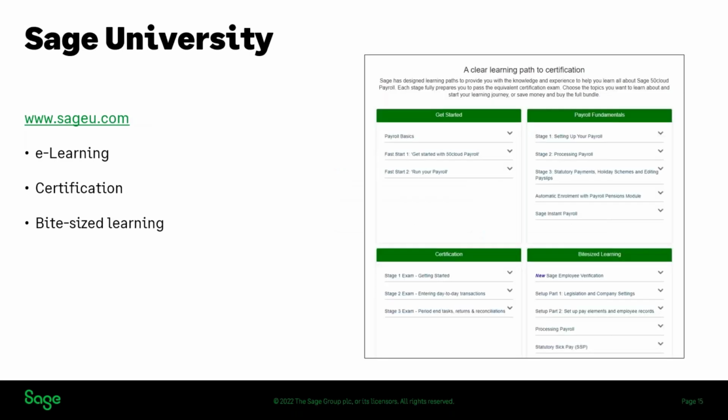Secondly, we have Sage University. Here we can get access to e-learning, some Sage certifications, as well as some bite-sized learning. Again, it's free of charge and all available to do in your own time at your own pace. There's a great library of courses available to look at at sageu.com. Again, that link will be available in the handout.